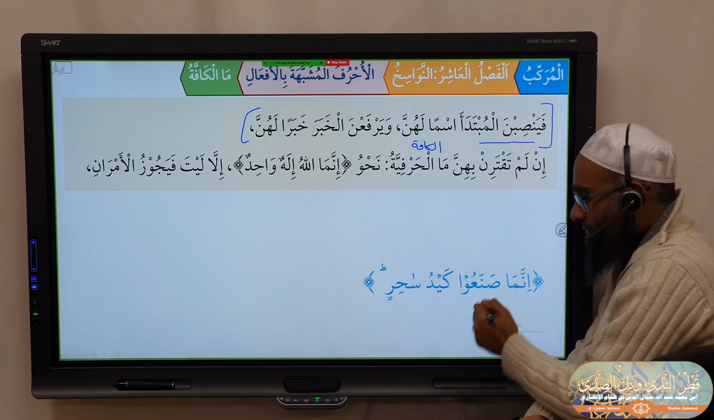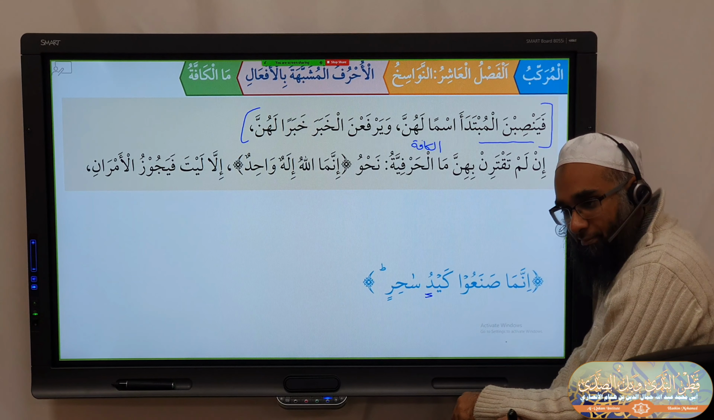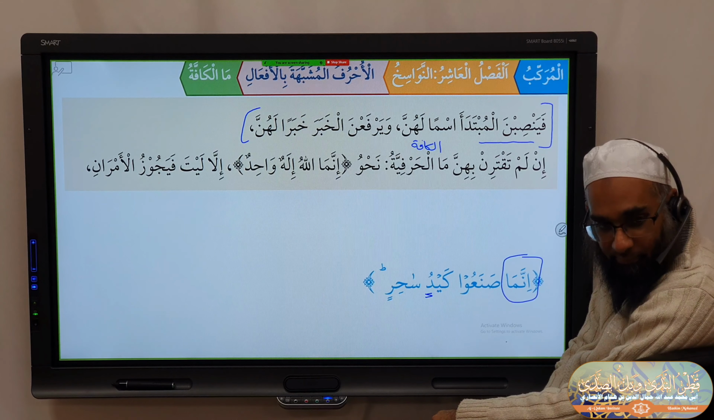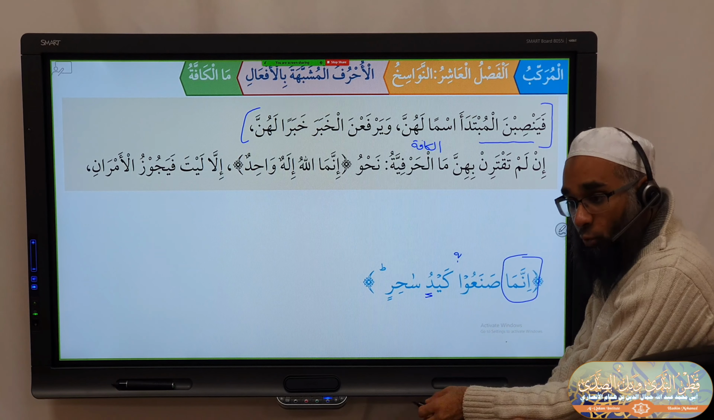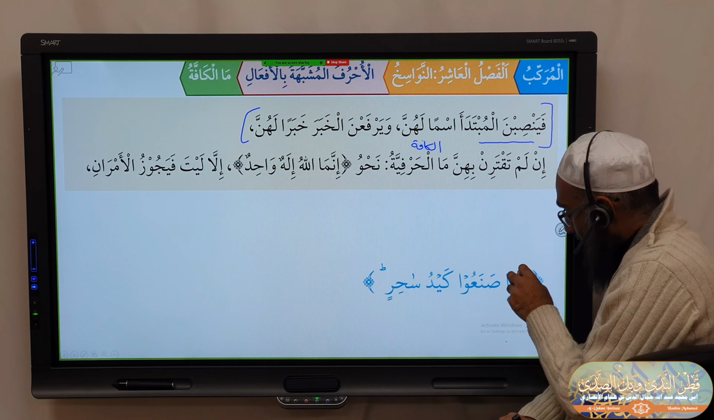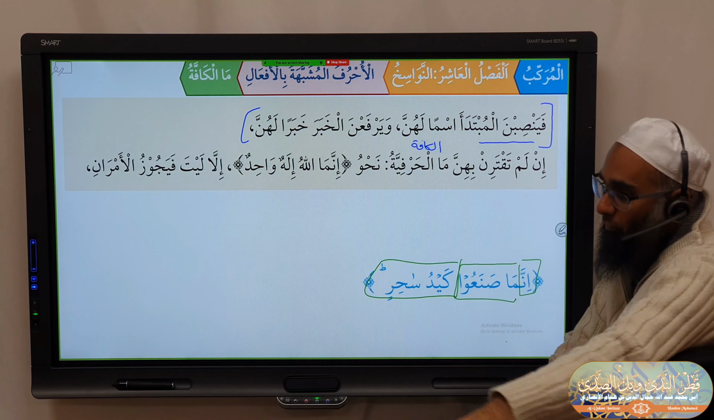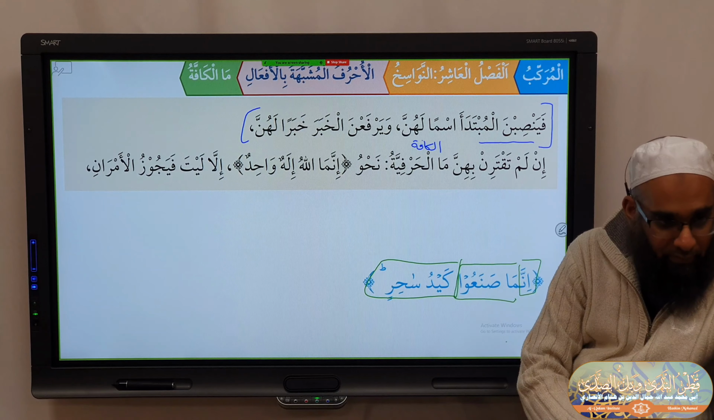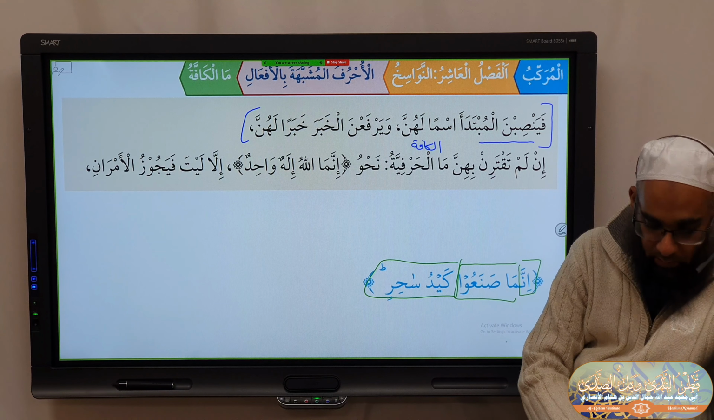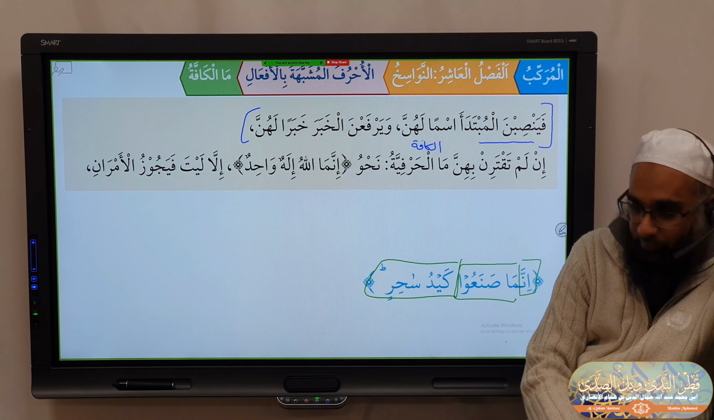You get it? Because if this was innama, that's emphasis or only. Then sana'u would be fa'il, and what would kaid become? Maf'ul bihi. It would say kaida. So that means it's not maf'ul bihi. It's really inna, indeed, what they have done is kaidu sahir, a plot of a magician. Do you understand? Indeed, what they have done is the plot of a magician. Understood?